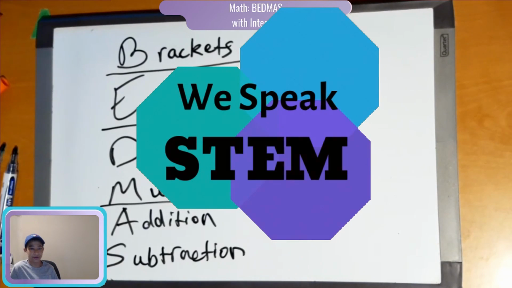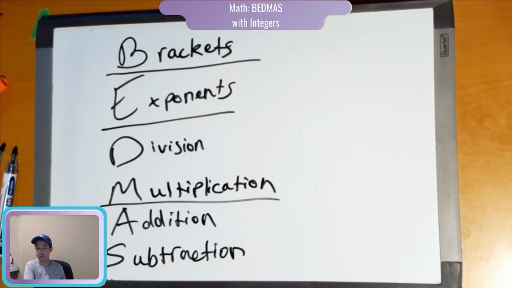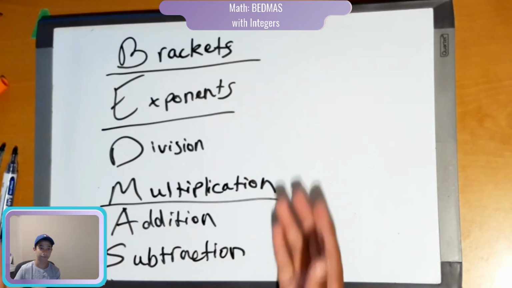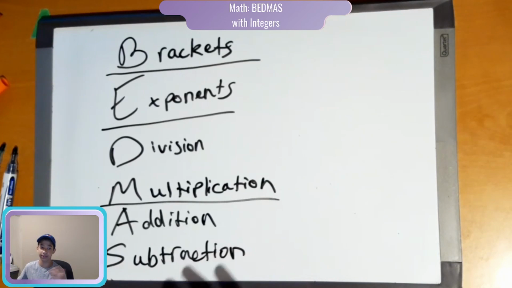Okay, so BEDMAS and integers and putting this all together. Before we even get into integers, you can see I have BEDMAS written out on the whiteboard, so I'm going to go over that. Although I'm assuming most people who are already at the integer stage have already done this with normal positive numbers, so it'll be more of a review, but it can also get a bit tricky because you're combining two different topics.